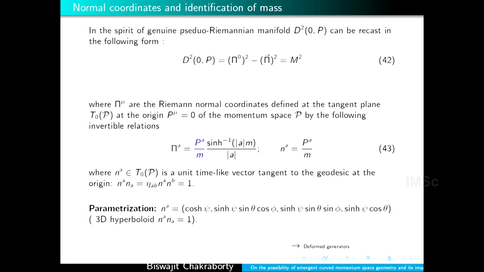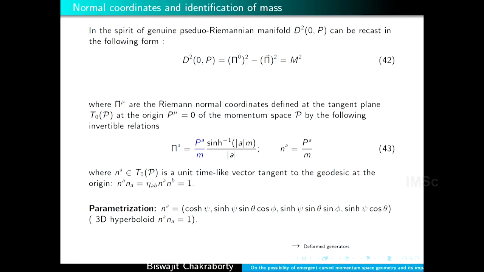And to cast it in the usual form, because as we said, our space-time remains flat, it is the momentum space which gets curved. Okay, I'll finish it here. Momentum space which gets curved.